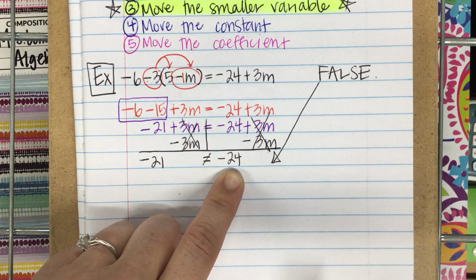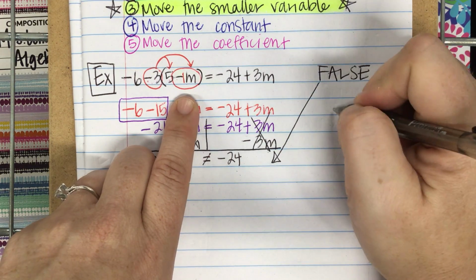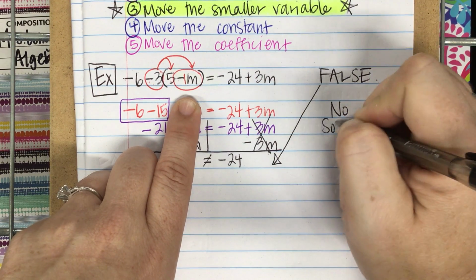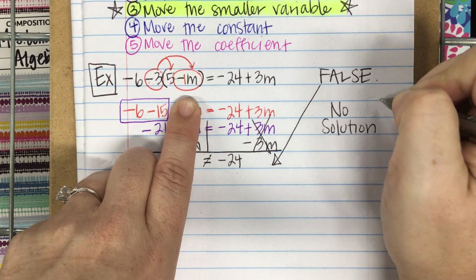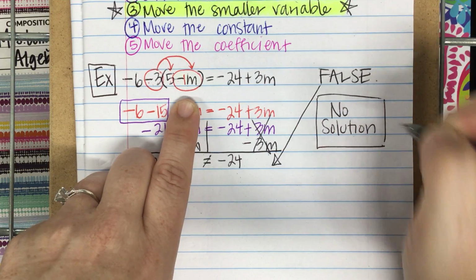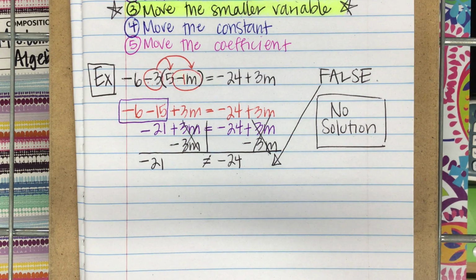So the answer to this problem is no solution. There is no answer, no number that would work for m to make the left side equal the right side. This problem has no answer.